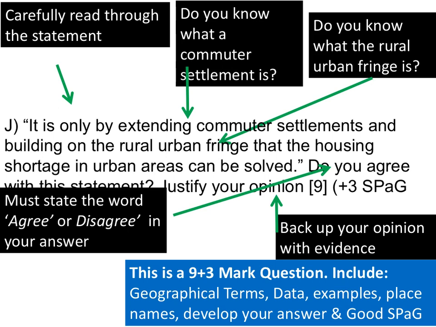So it's where people live in one place and then they travel to a different place to work. And commuter settlements are usually on the outside of the city. Do you know what the rural-urban fringe is? You don't need to define it, just weave it into your sentence somewhere. And of course, it says the word agree, so you must agree or you must disagree in your answer. And it could be to an extent you agree or to an extent you disagree. And of course, back up your answer with some evidence.